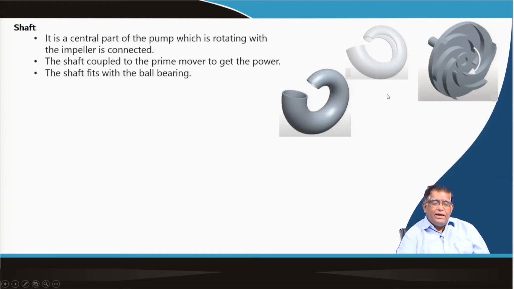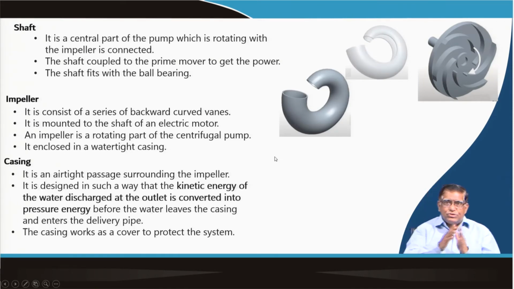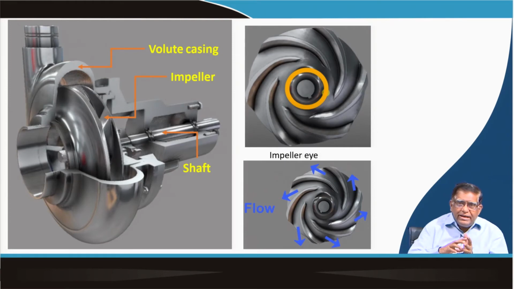So, these two are the main things, and then the shaft, which is exactly the central part of the pump. We have shown it in the diagram, and you have now understood these three main components: shaft, impeller and casing. In real life, how it will look is that the shaft is connecting to the impeller, and this impeller is inside this casing.